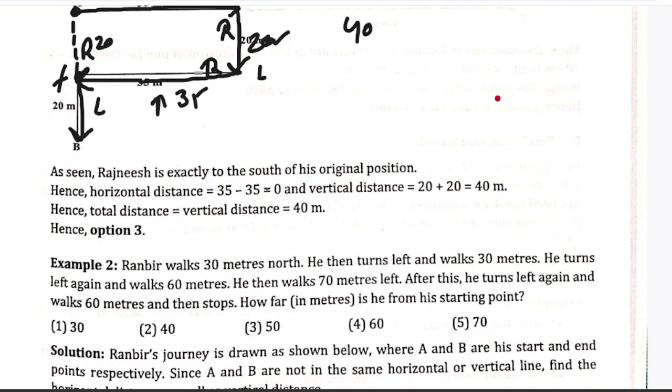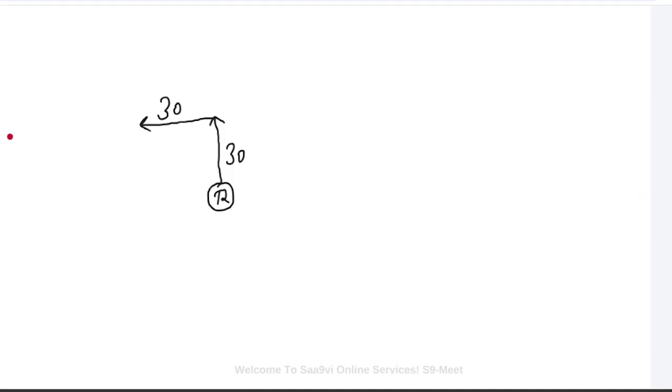Then they say he turns left again and walks 60. Now 30 is still here. By the rectangular property, you're going to go 30 more. Now this is 60 meters. Please pay attention to this point, this is very important for you guys. The distance has to be in proportion.